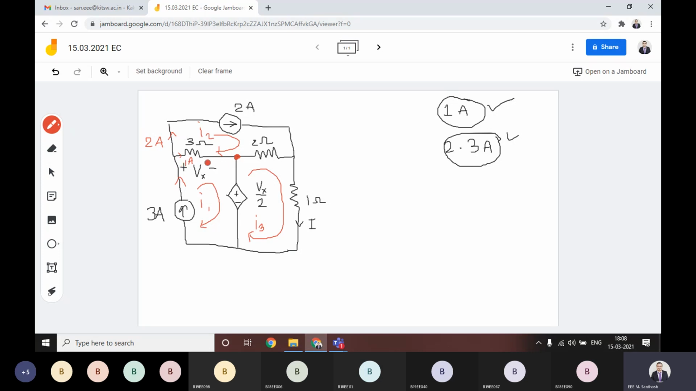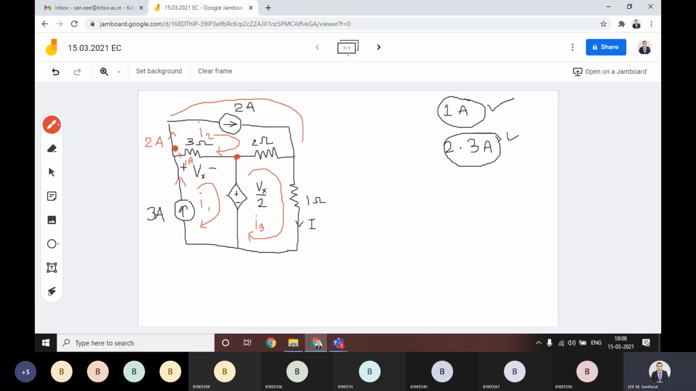When it is going 1 ampere this way, but we don't know the voltage Vx here, we need to find this Vx value first to know the value of Vx by 2. For that reason, this 2 ampere is going this way and this is going this way, right? Simply I have taken this 3 ampere divided into 2 amperes and 1 ampere.